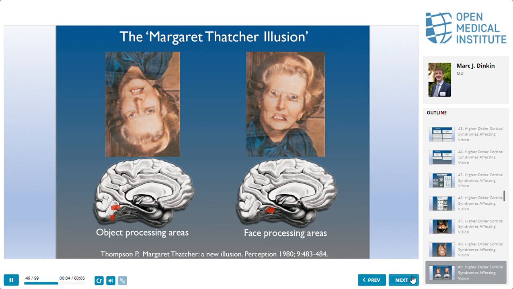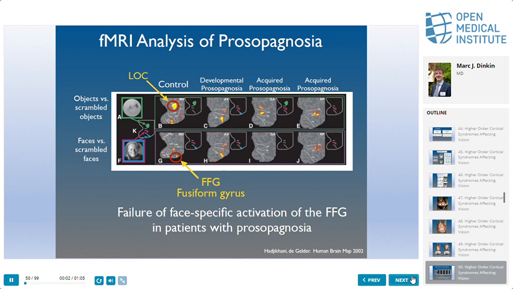Here's more fMRI work. Here is a control object area and facial area in the temporal lobe. Somebody with prosopagnosia, when they are shown an object, the object area lights up, but for faces, nothing lights up because of a stroke. But this person who has acquired prosopagnosia, object area for objects, and what lights up for faces? The object area. Again, they're using their object area to understand faces. So they're not going to understand faces really well because they're using their object area instead.